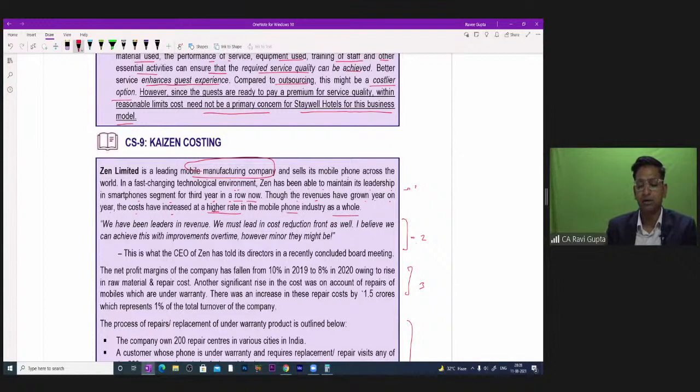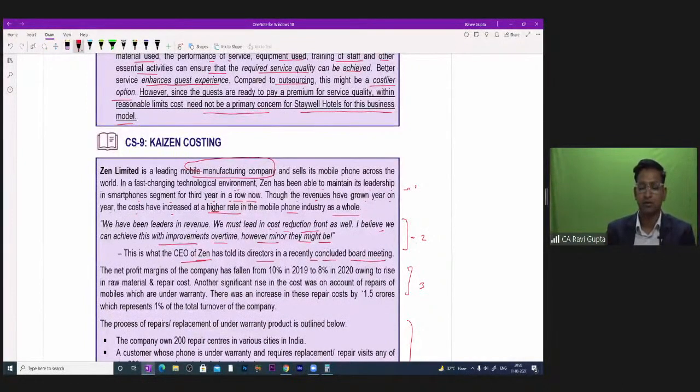We have been leader in the revenue. We must lead on the cost reduction front as well. I believe we can achieve this with improvement over time, however minor they might be. This is what the CEO of Zen has told its directors in a recently concluded board meeting.